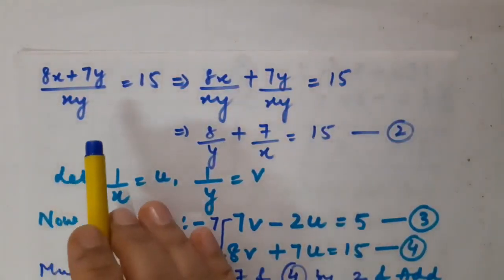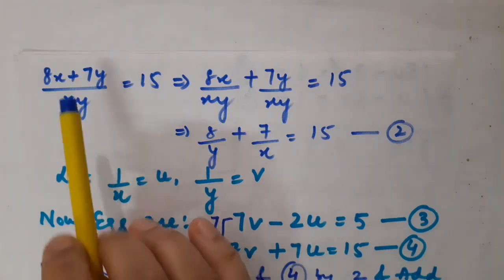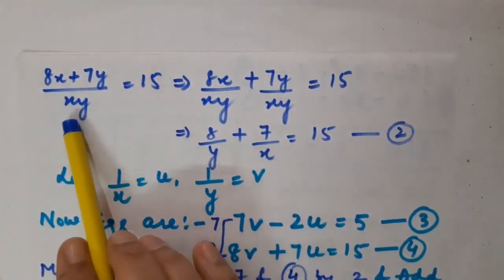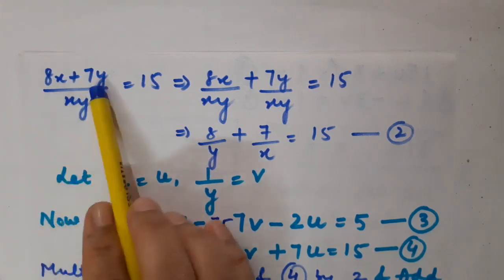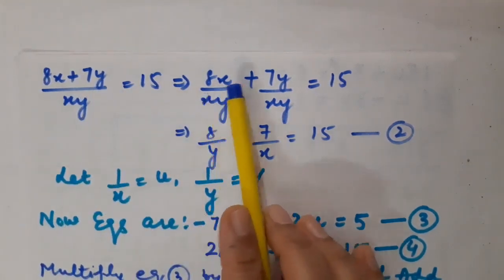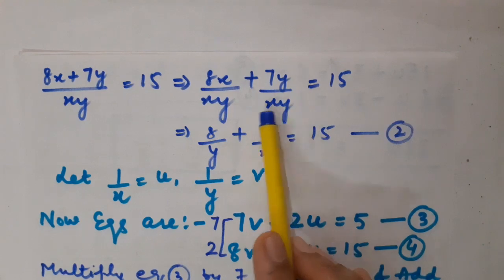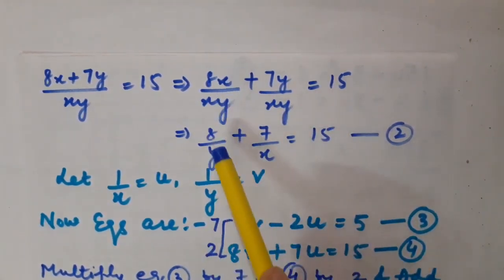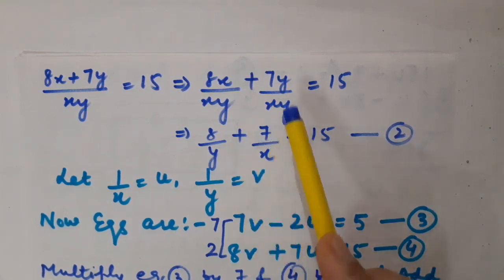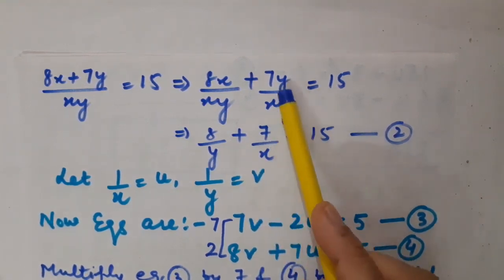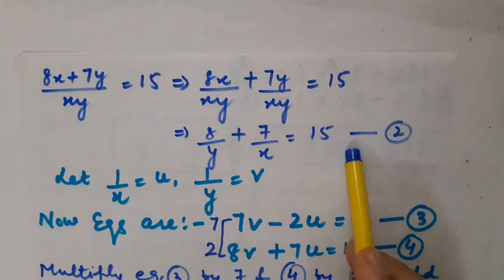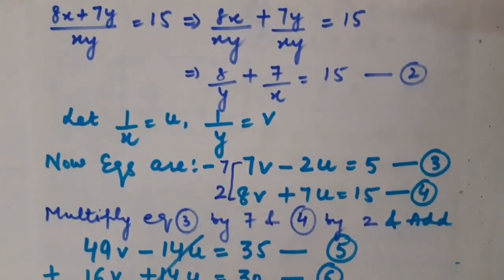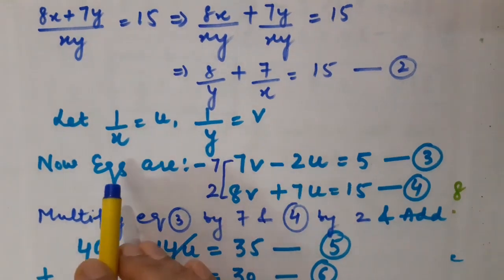In the same manner, now I am going to simplify equation number 2. 8x plus 7y upon xy is equal to 15. Segregate this denominator to both the numerator. It would become 8x upon xy plus 7y upon xy is equal to 15. X and x are going to be cancelled, that is 8 upon y plus 7 upon x after cancelling y is equal to 15. Now children, just notice, hasn't it become just like the previous question?